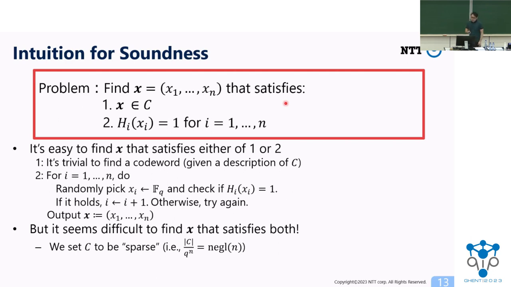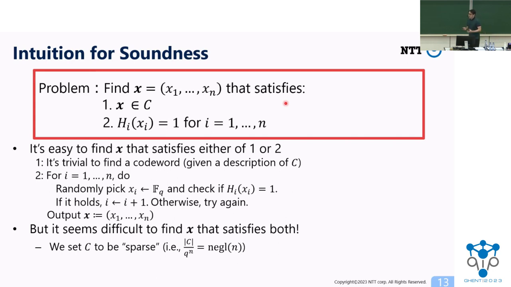Moreover, for each i in the loop, the expected number of tries is 2, because the probability that hi of xi equals 1 is 1/2. So in expectation, we only need to repeat this twice. And so the whole procedure also runs in polynomial time. So we can see that it's easy to find x that satisfies either 1 or 2. But it seems difficult to find x that satisfies both.